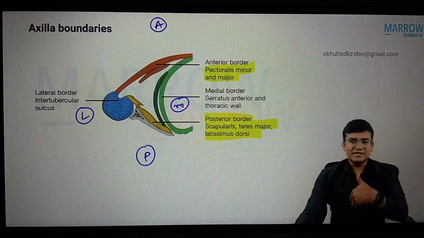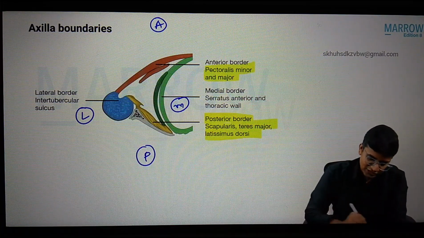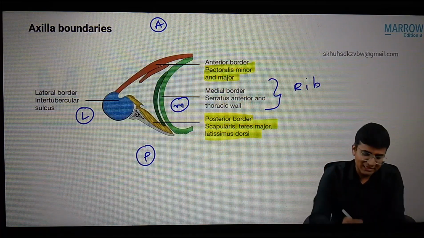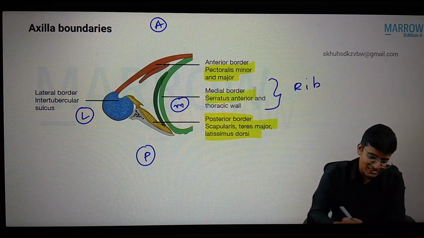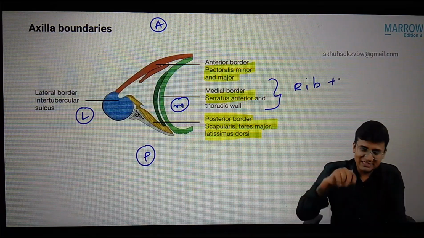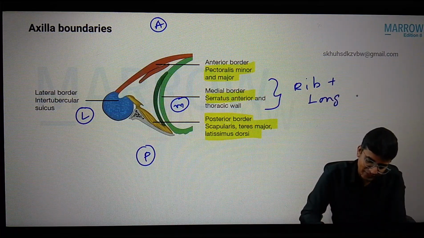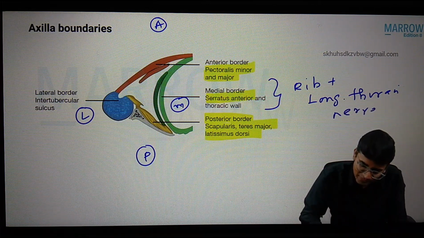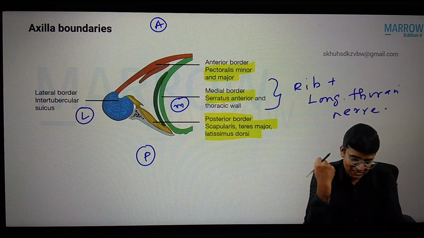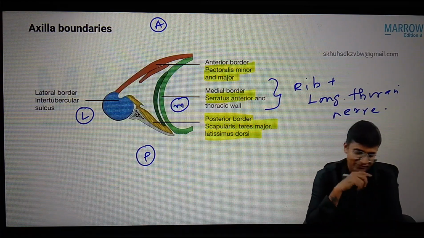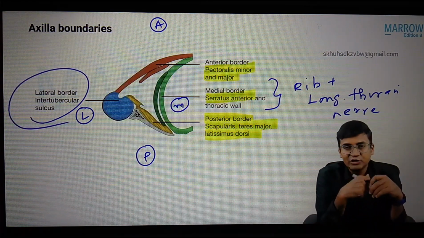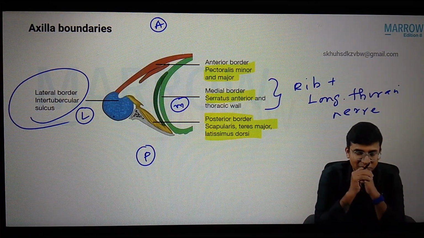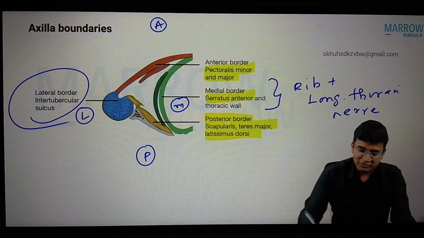Now what about the medial side? Medial side we have the trunk, ribs. From the rib, one muscle takes origin, that is our serratus anterior, plus one nerve is running over the serratus anterior muscle, that is our long thoracic nerve. So the medial wall of the axilla is formed by serratus anterior muscle, ribs, and the long thoracic nerve. Now laterally, we have the intertubercular sulcus of the humerus bone. It is a round structure, the humerus bone, and you see the intertubercular sulcus. So these are the four walls of the axilla, right?